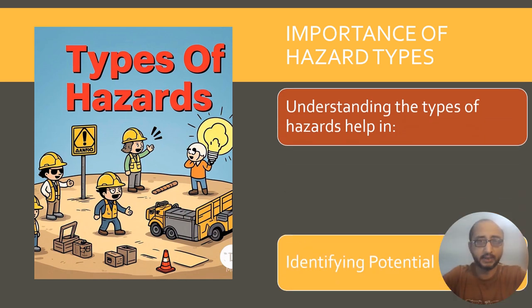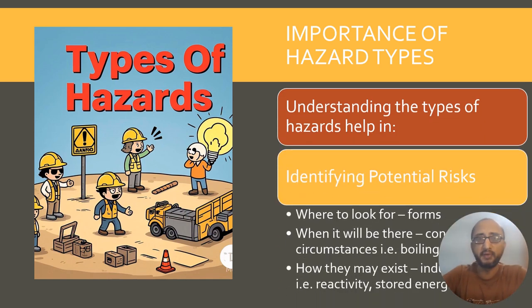Importance of hazard types. Understanding the types of hazards helps in identifying potential risks. A good understanding of the hazard types makes the hazard identification process easier and more effective for us. If we have a good understanding, then we know where to look for hazards, when they may be there, and how they exist in our organization.